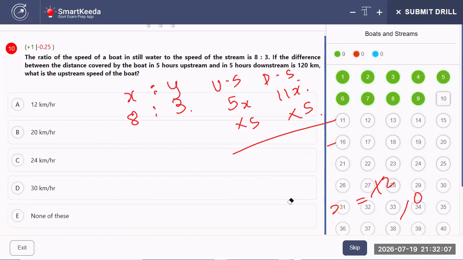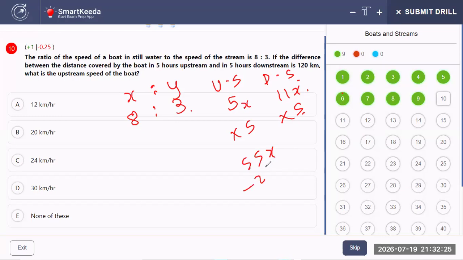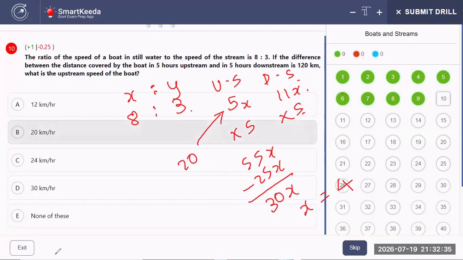Check this. If the difference is 55x minus 25x, that is equal to 30x, so x is equal to 4. If x is equal to 4, then this will be 20. This is 12.